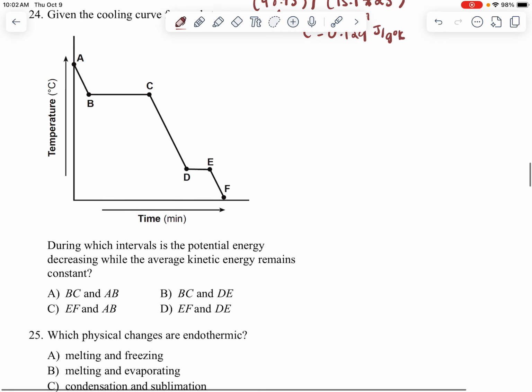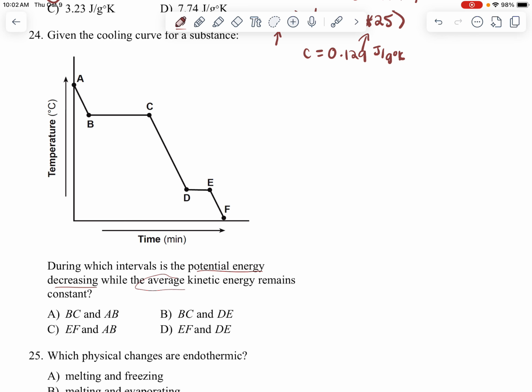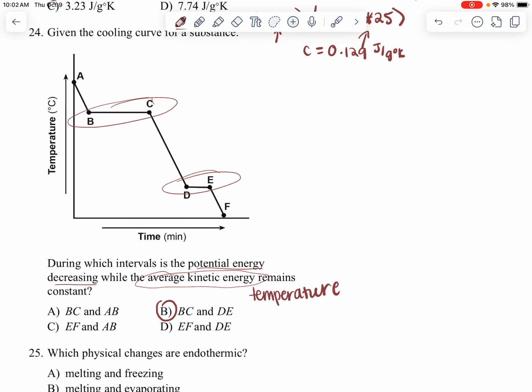All right, we have a cooling curve. Potential energy decreases while average kinetic energy remains constant. Remember, average kinetic energy, I could replace that with just one word, and that is temperature. So where on this graph is temperature constant or not changing? Well, BC and DE. That's my choice. And then the PE is decreasing, right? Because if one is constant, the other one is decreasing if it's a cooling curve, and increasing if it's a heating curve like this.